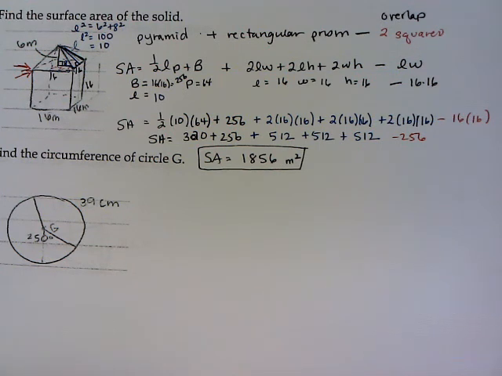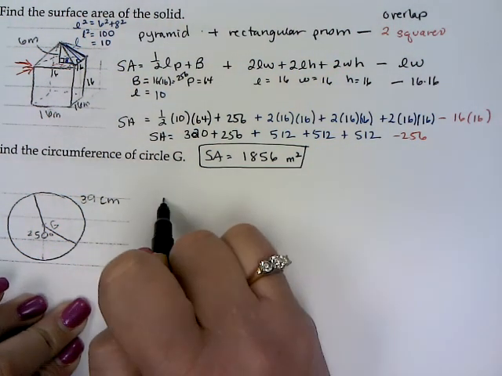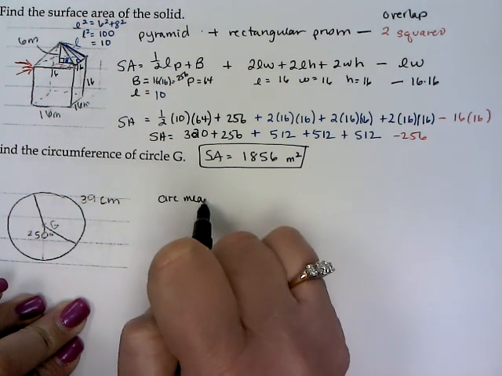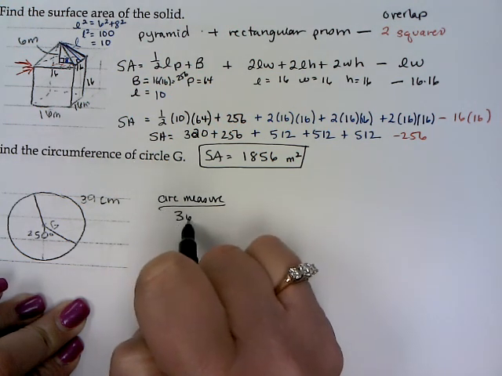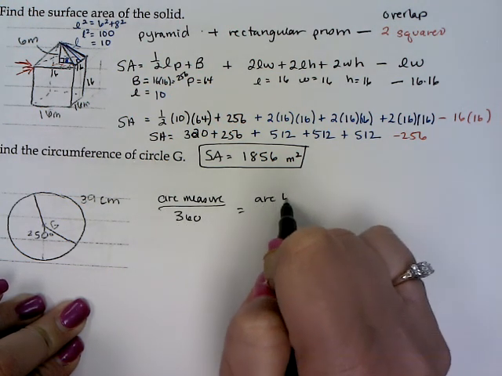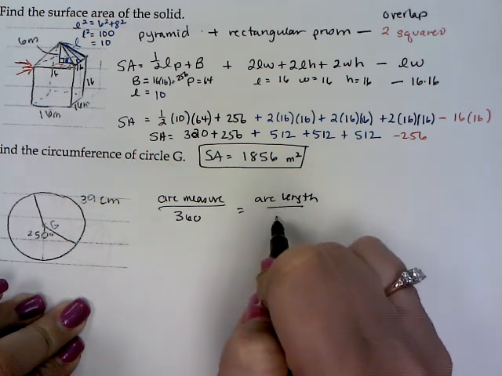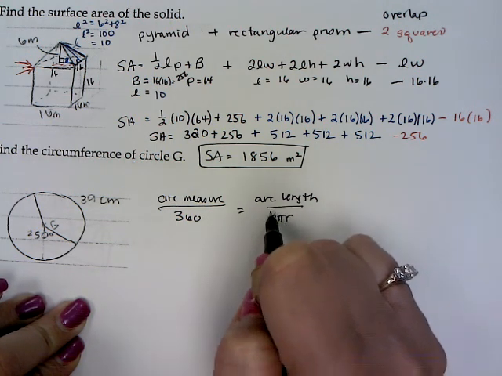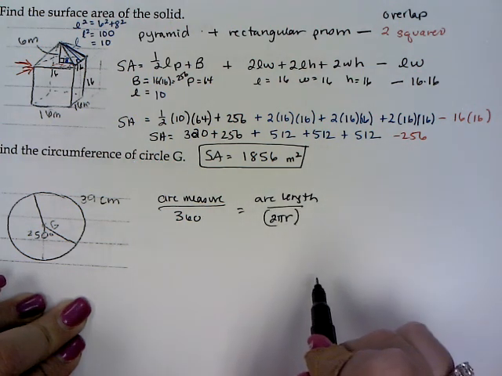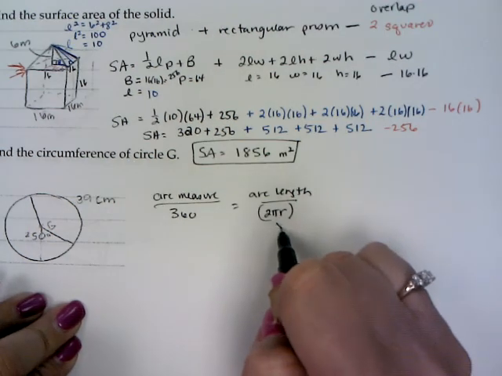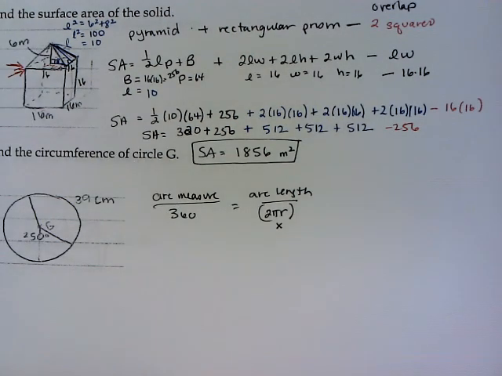Okay, number 8. Find the circumference of circle G. Because I'm finding the circumference, I'm going to use my arc length over circumference formula. So I know that I have the arc measure over 360 is going to equal my arc length over my circumference. That is my circumference, that whole piece. So I can just call this x. The whole piece, the 2 pi r, is my circumference of my circle.